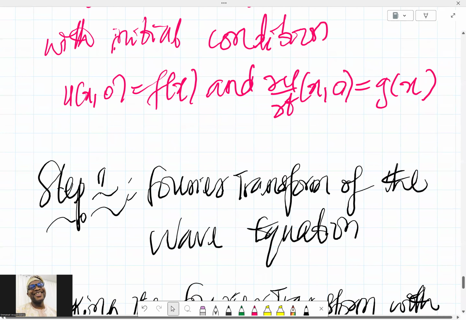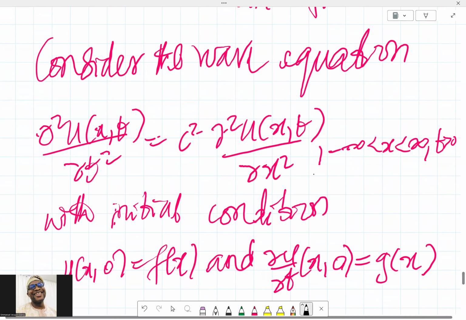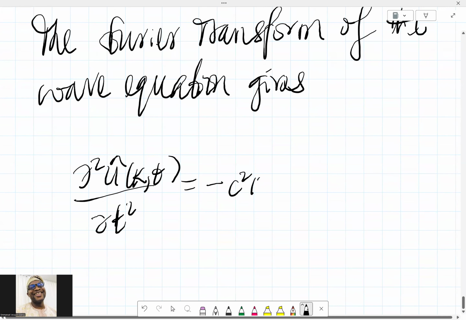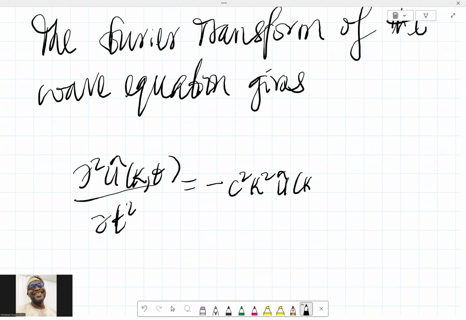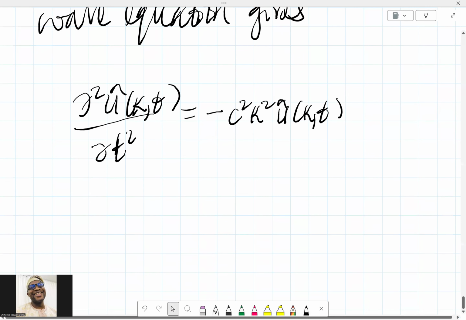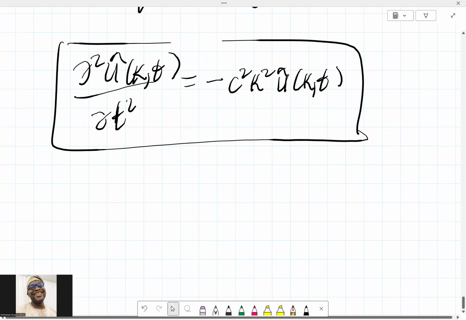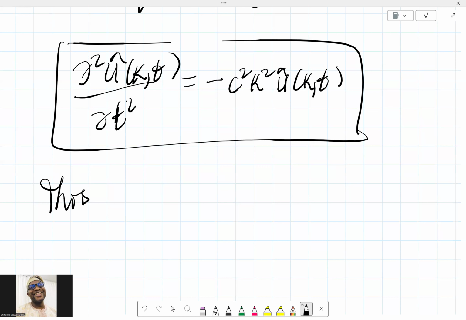c squared times minus ik squared of u cap, and minus ik squared is simply minus k squared. So generally you will always have the minus, the constant that was there, then k squared, and then u cap. That's a standard you can always bank on whenever you take the Fourier transform of the spatial part. So that's the Fourier transform of the wave equation, and of course you can see already that this is simply another ODE.